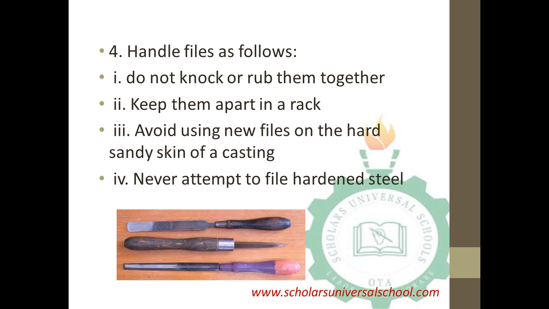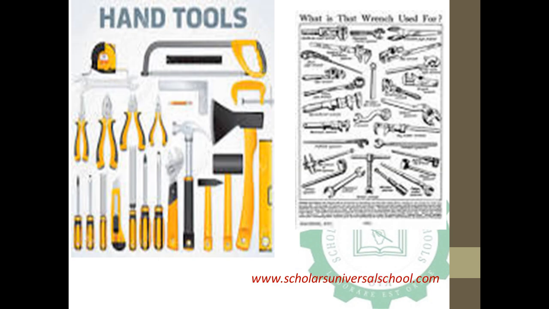Still under the care of our tools, we have the care of hand files, which are as follows. Number one, do not rock or rub them together. We are not to rub two files together in the process of sharpening them. It is wrong. Number two, when keeping your hand files, keep them apart in a rack. They must not be kept together. Number three, avoid using new files on the hard sandy skin of a cast. Don't use new files on a rough surface as it may cause irregularity in its edge. Never attempt to file hardened steel. It will spoil or damage the edge of the file.